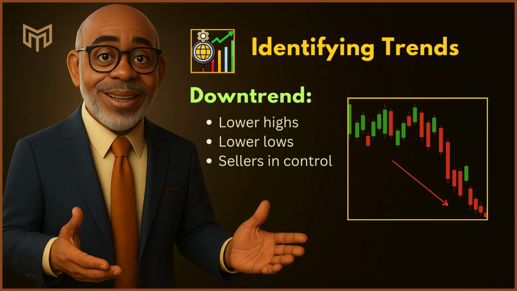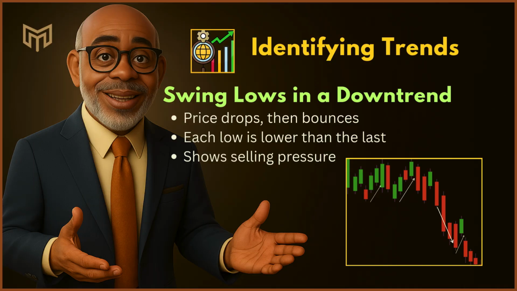In a downtrend, traders focus on selling opportunities. Rather than chasing price at the bottom, they often wait for small rallies and then look to enter in the direction of the downward momentum. In a downtrend, we also pay close attention to swing lows. A swing low forms when price drops to a low point and then starts moving back up. It marks a temporary pause before sellers step back in.